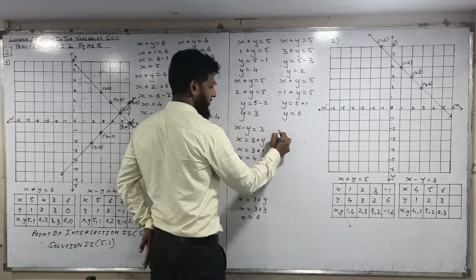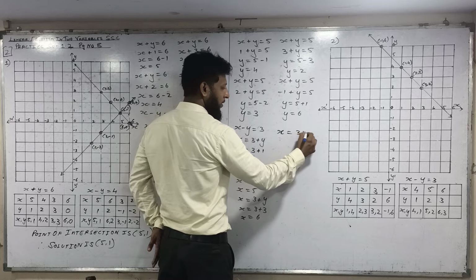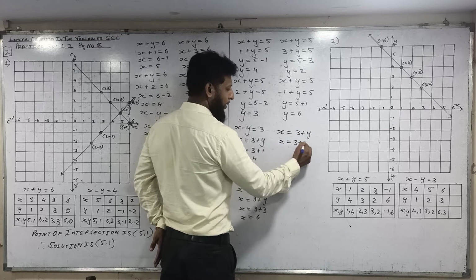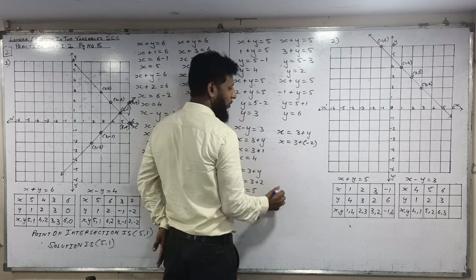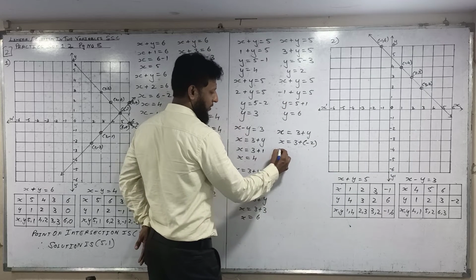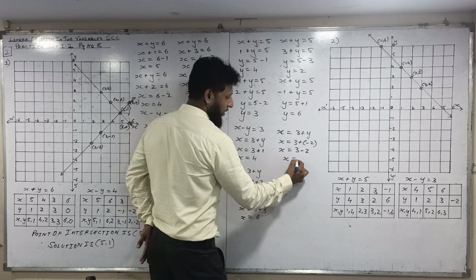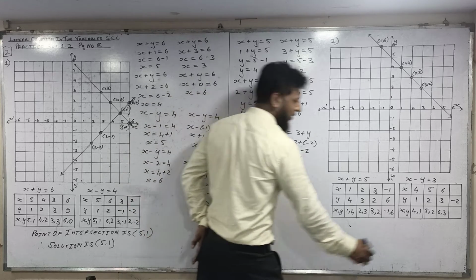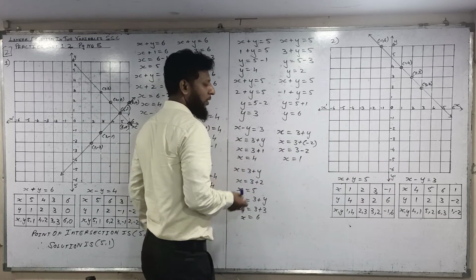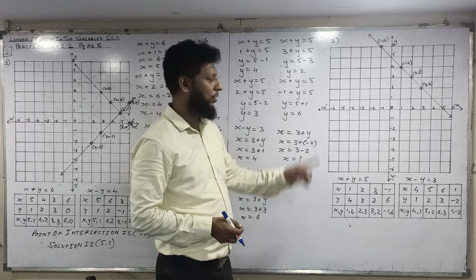Here x is equal to 3 plus y. Just put the value of y. Take one value minus, so minus 2. What will be the x value? 3 plus minus minus 2... x is equal to 1. So you get the value x 1. Then 1 and minus 2. Now take all these 4 points and draw the line.